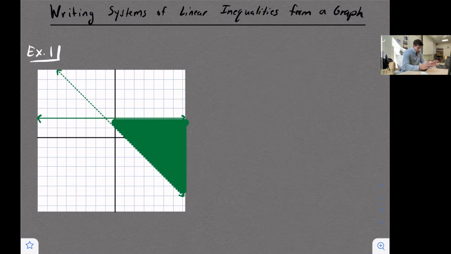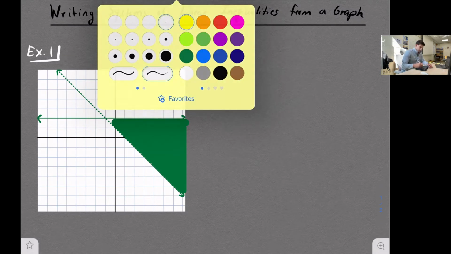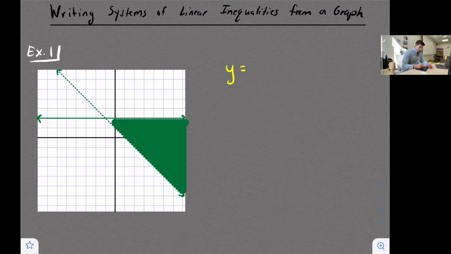So let's look at our two lines. First of all, let's start with our solid line. We see this line right here, a solid line, and it's a horizontal line. Because of that, we know it's going to be like y equals a number. Let me switch up my color here. So for example, y equals, and it's crossing at 2. So y equals 2. Now we know obviously this is an inequality, so it's not going to be equals, but it's going to be one of our inequality symbols. We know it's going to be or equal to because it's a solid line.